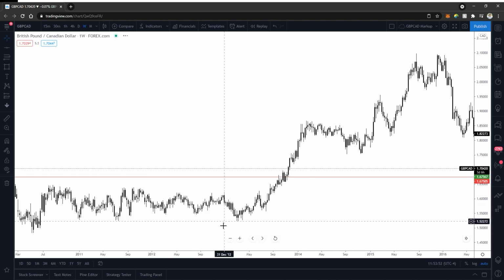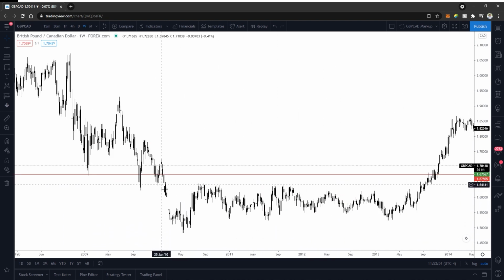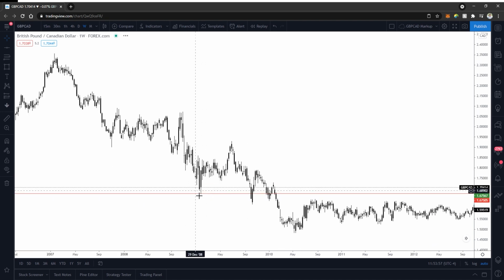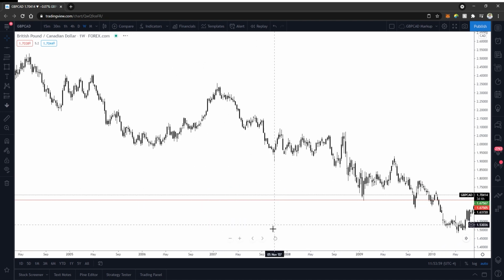We'll see a level of support here as well. Definite support here. Now we're in 2008. I think we're going to go up from there. So let me go back.